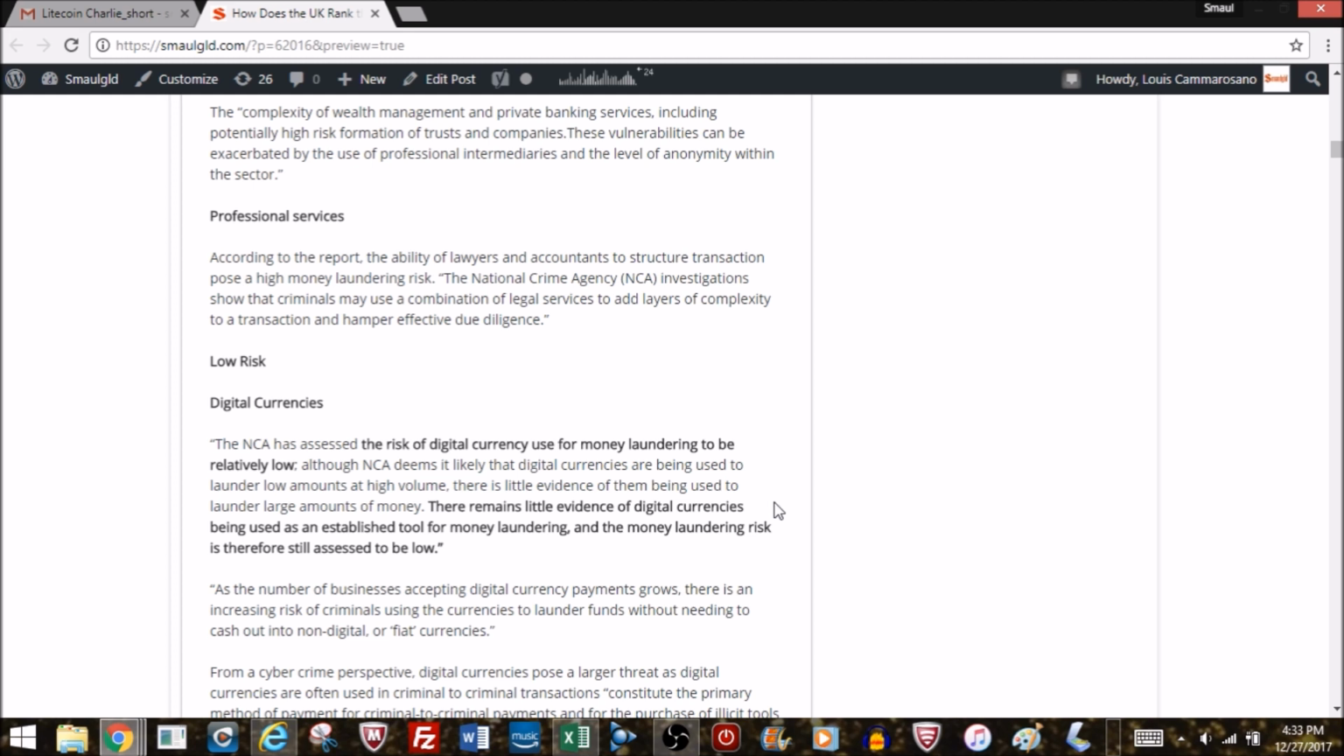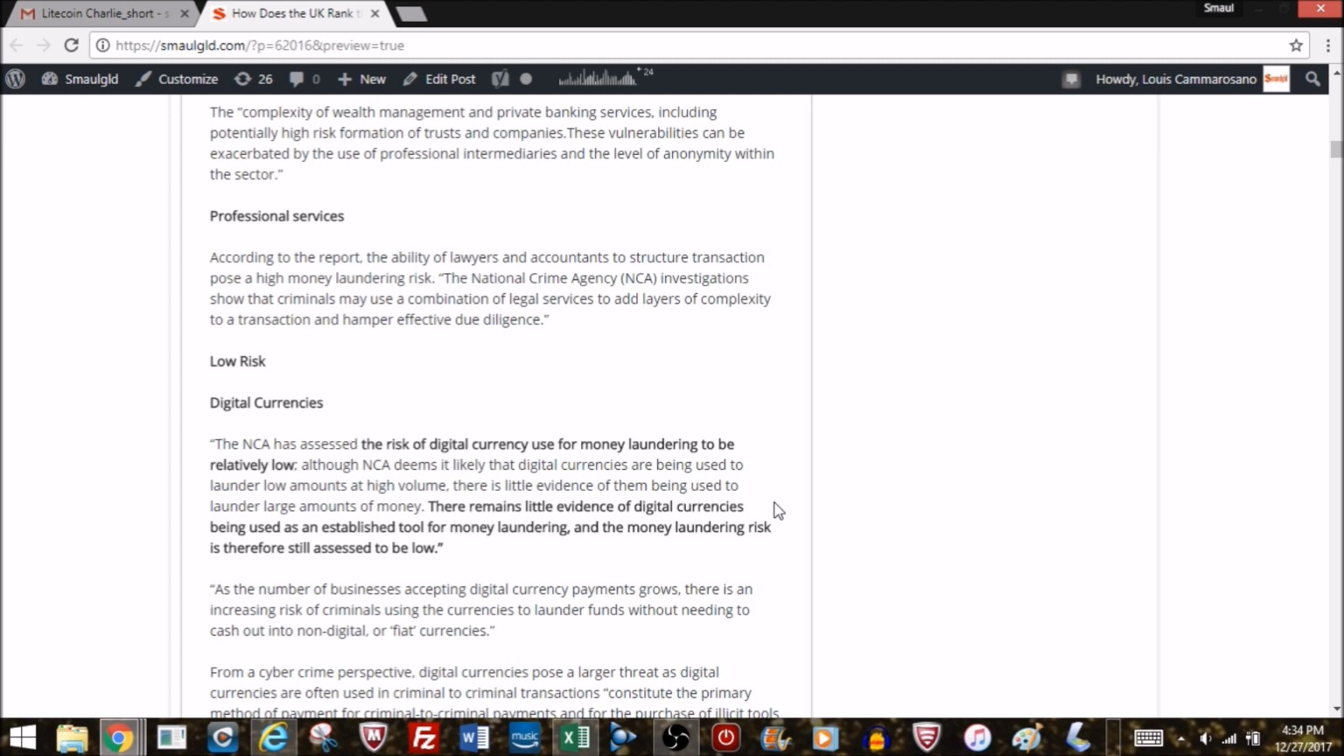Now, at the bottom of the list, they discuss digital currencies, and the NCA has assessed the risk of digital currency use for money laundering to be relatively low. Although the NCA deems it likely that digital currencies are being used to launder low amounts at high volume, there is little evidence of them being used to launder large amounts of money. There remains little evidence of digital currencies being used as an established tool for money laundering, and the money laundering risk is therefore still assessed to be low.